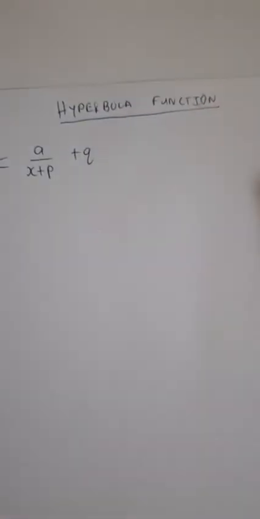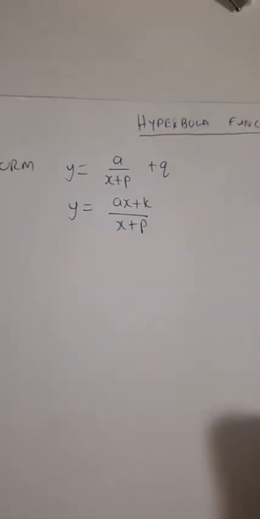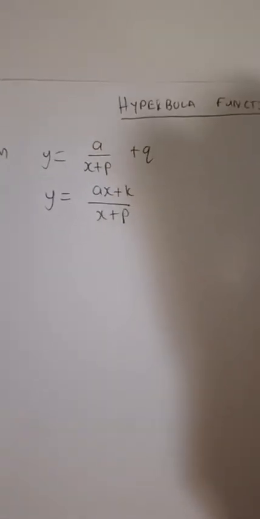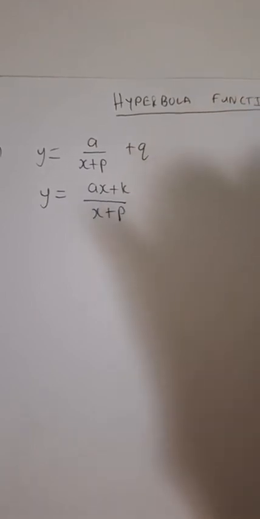Okay, so first and foremost, with hyperbola functions, you have the form y is equal to a over x plus p, plus q. That is the general standard form of a hyperbola function. It can also be written as (ax plus k) over (x plus p). That's another form that you can get your hyperbola function in. That's very important to note, and I can imagine that sometimes the hyperbola function can be hidden if it's written in this form.